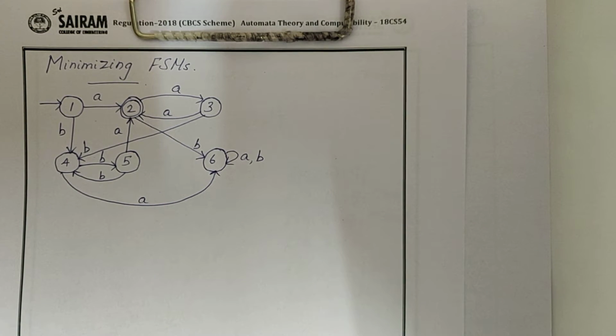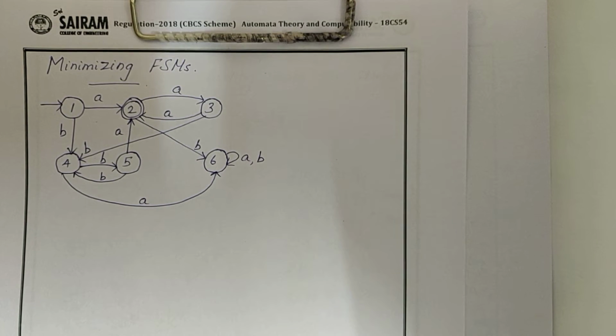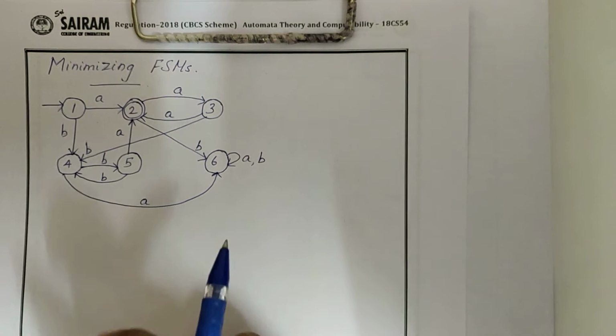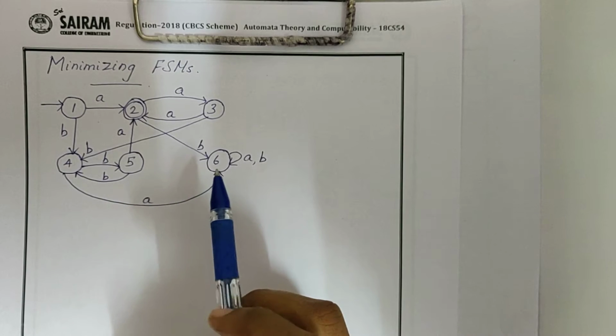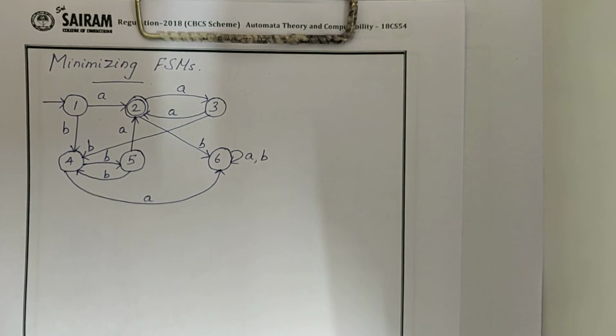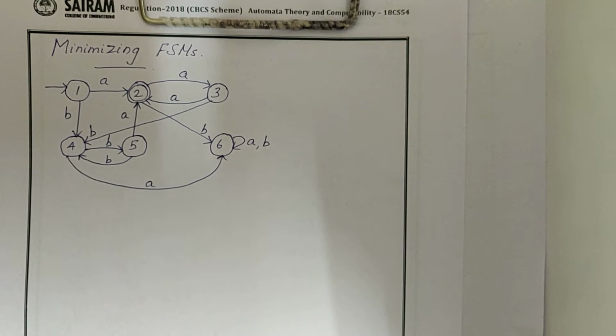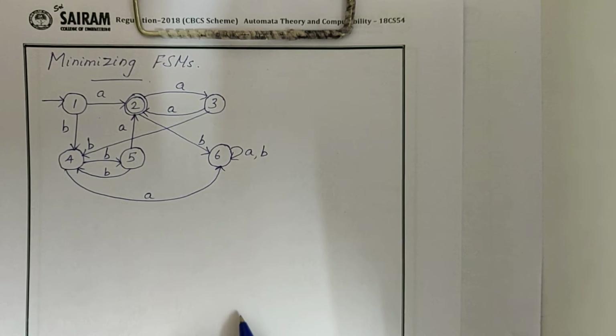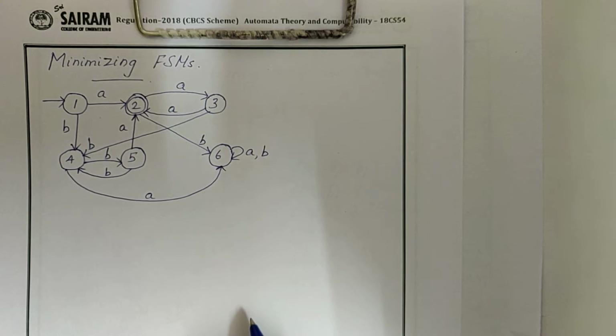Hi students, in this video we'll see how to minimize a given FSM. Here a DFA is given, and we'll see how to minimize the given DFA. Minimizing the given DFSM, a deterministic finite state machine, otherwise I can say DFA, deterministic finite automata.